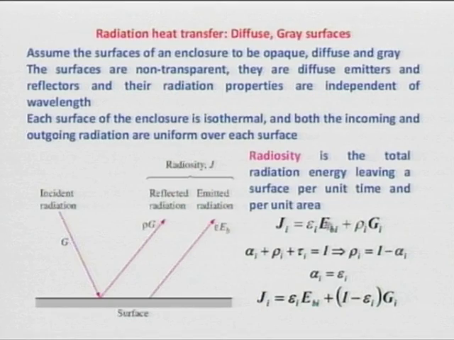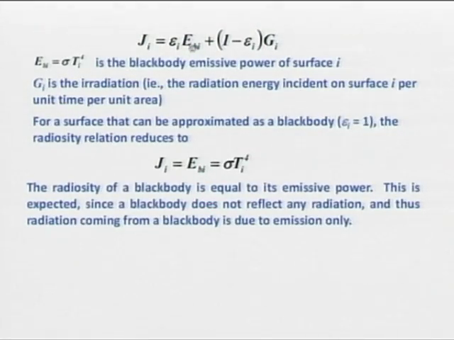Okay. So therefore, Ji will be equal to epsilon i Ebi plus, this is 1 minus alpha, which becomes 1 minus epsilon, Gi. Next, this Ebi will be sigma Ti to the power 4, not a problem. Gi is the radiation energy incident on the surface per unit time per unit area, watt per meter square. Ji equal to Ebi equal to sigma Ti raised to 4 for a black body. That is also logical, because for a black body all these things will not be there.